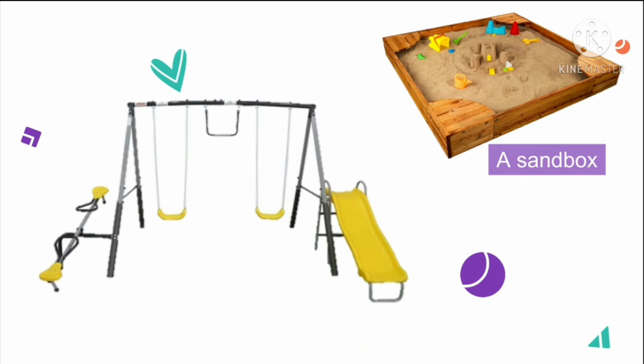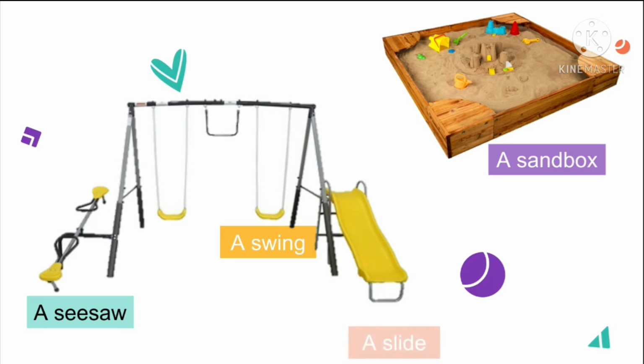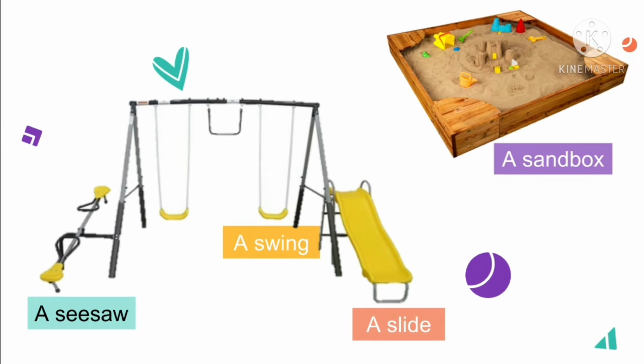What are the objects do you see now? First, we see a seesaw here. And then we also see a swing here. And there is also a slide. Yes, this one is a slide. Well done on finishing guessing their names.